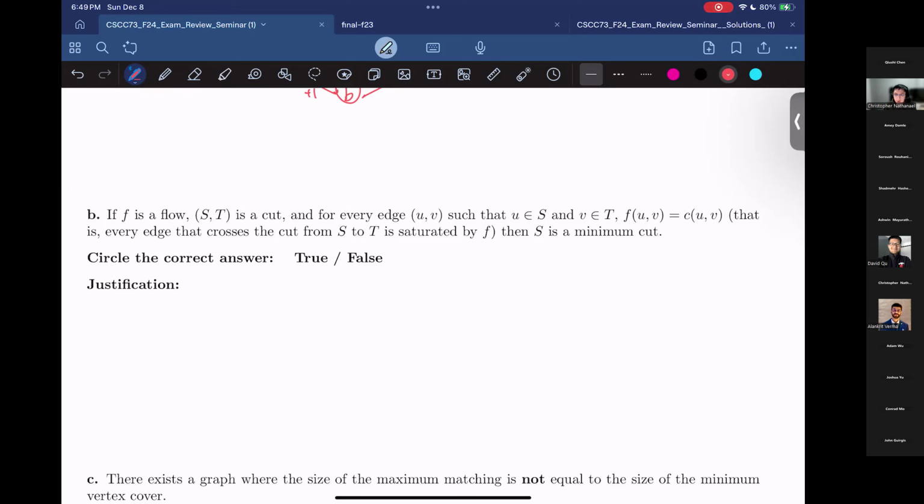Can someone give a counter example? Oh, that's actually kind of hard. Can someone give a high level intuition of what's the extra requirement for us to know that it's a minimum cut?